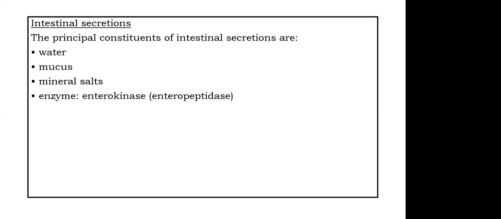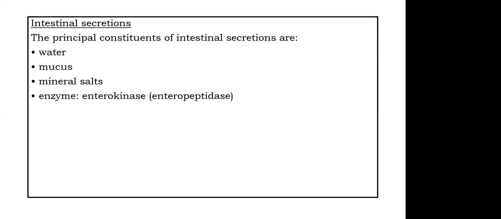See, bile has bile salts and bile pigments. Okay, and pancreatic juice has the enzymes amylase, lipase, trypsinogen, chymotrypsinogen, and procarboxypeptidase. And intestinal secretions have water, mucus, mineral salts, and enterokinase. Okay.